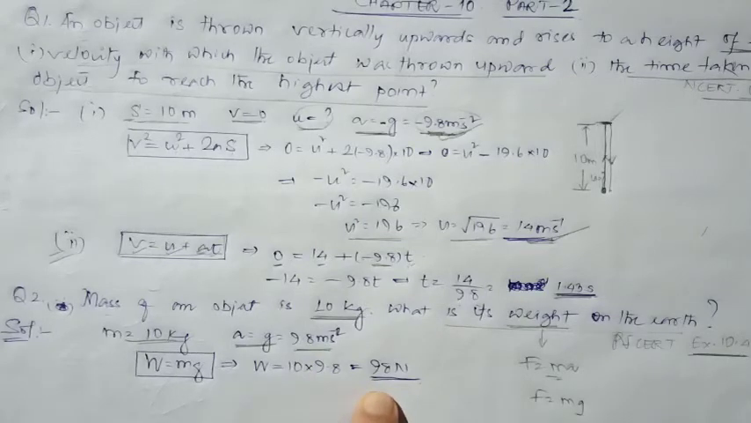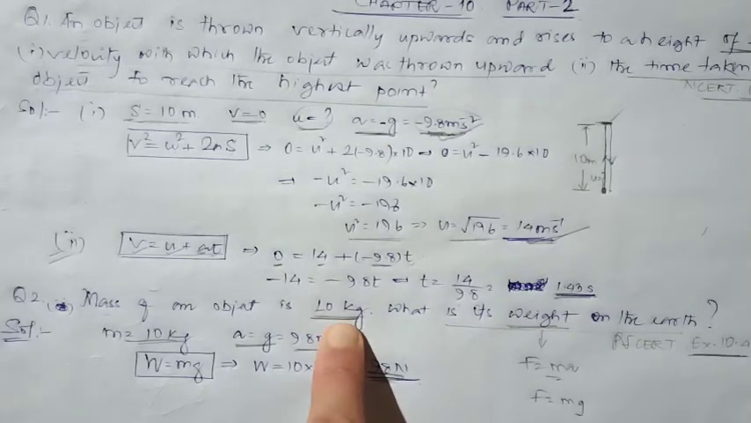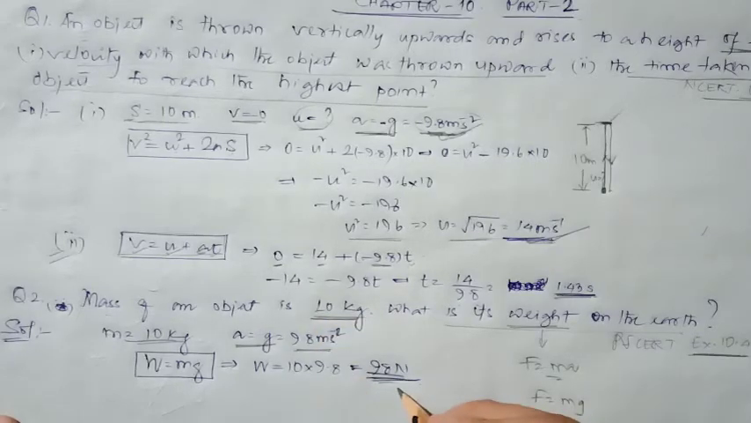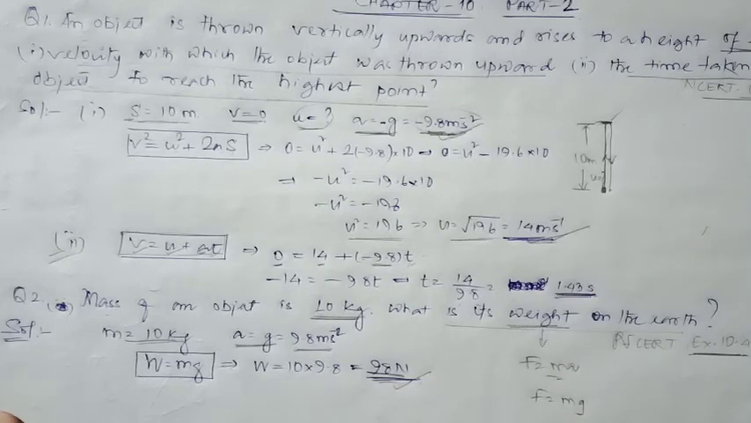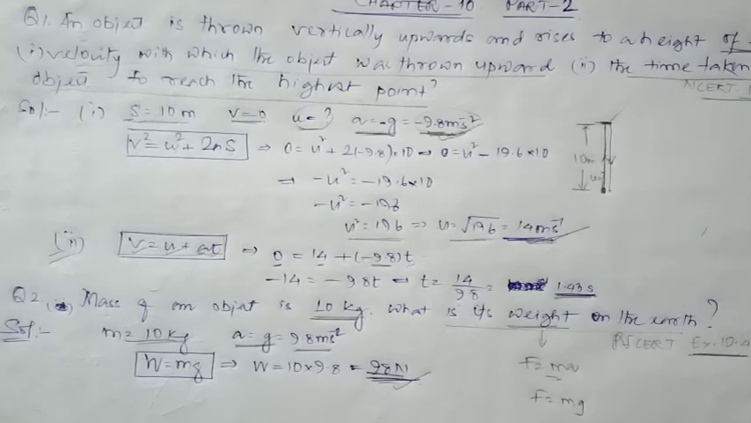And because the weight is a force, we know the SI unit of force is the Newton, so it's 98 Newton. It means the object of mass 10 kg is pulled by the earth with a force of 98 Newton. So that's how we can calculate the weight of any object. If we want to calculate the weight of our body, we must know our mass. If we know our mass, and multiply our mass by 9.8, we'll get our weight.